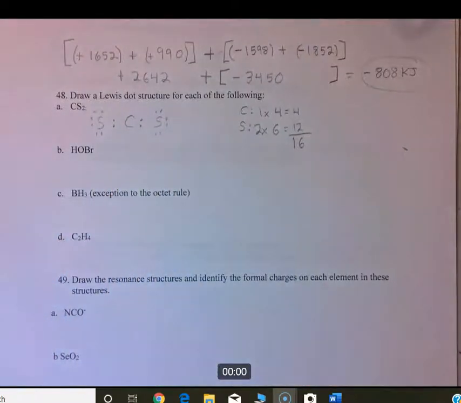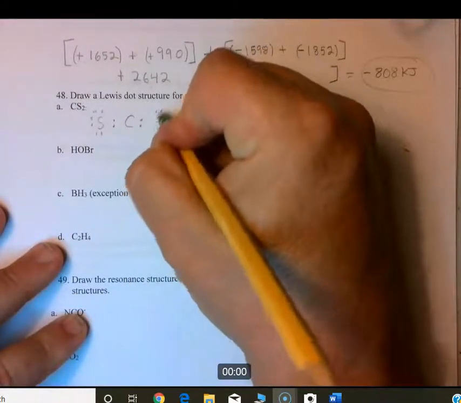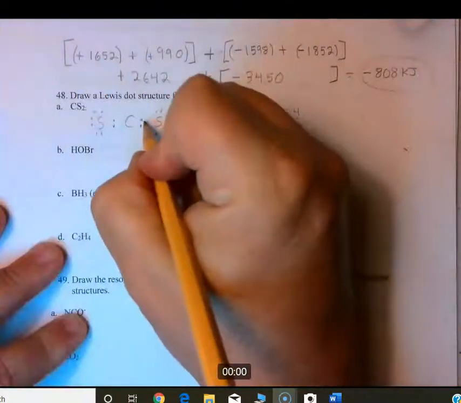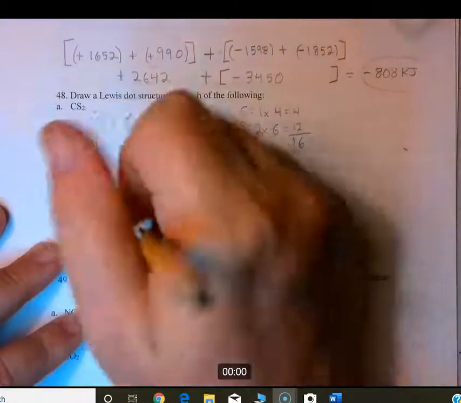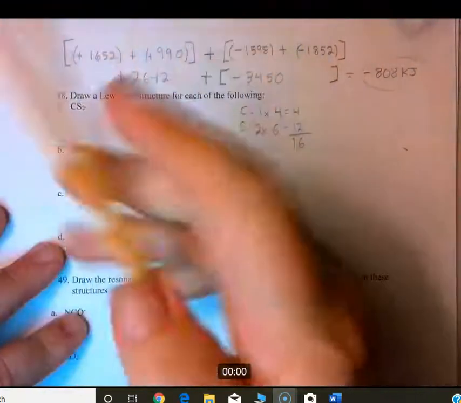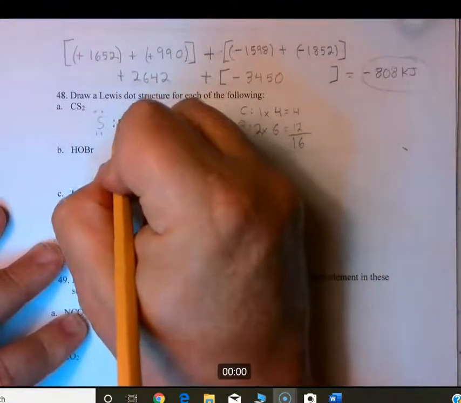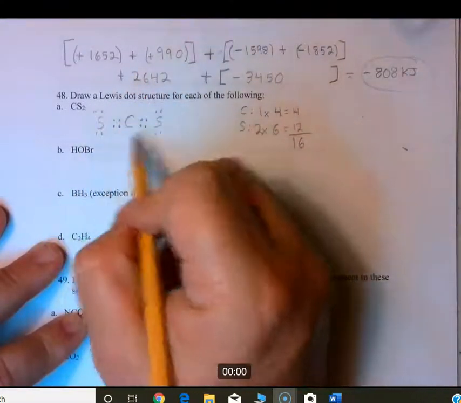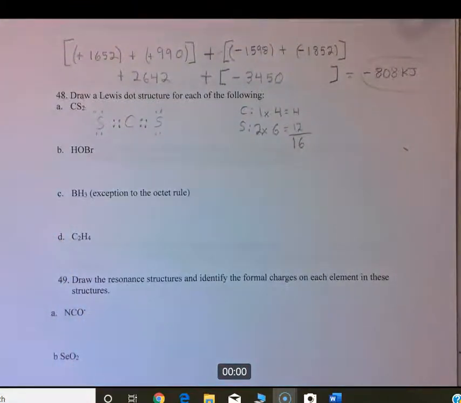The problem is carbon doesn't have an octet. So what we have to do is move 2. We can't add any more or take away any electrons, so we have to rearrange these electrons in some way to give carbon an octet. And the way we can do that simply is by taking the outside electrons from sulfur and putting them there as a double bond, and doing the same thing on this side and putting them there as a double bond. Okay, so sulfur has an octet, carbon has an octet, both sulfurs have an octet, and so that takes care of that.